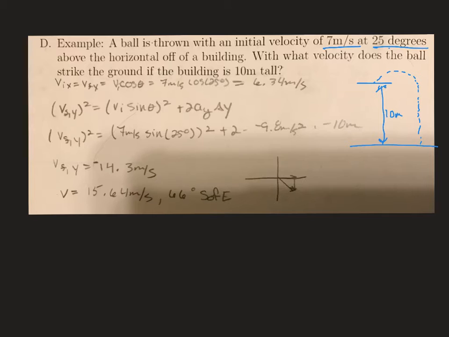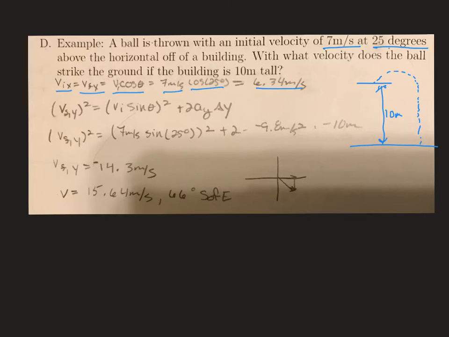Finding velocity final in the x isn't too bad, because remember the acceleration in the x direction is 0. So the initial velocity in the x equals the final velocity in the x. So all we need to do in this case is apply a little bit of trick. Velocity initial in the x equals velocity final in the x, which is v initial times the cosine of theta. So we're going to take 7 meters per second times the cosine of 25, and we're going to get 6.34 meters per second. So we have the x component of the final velocity. Now we need the y component.